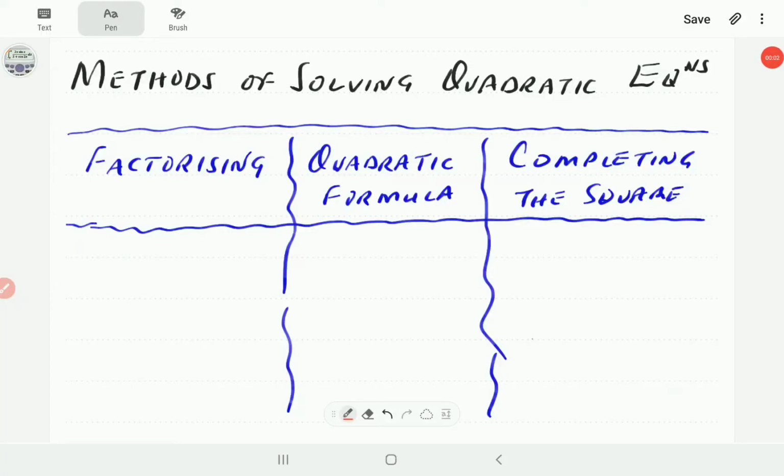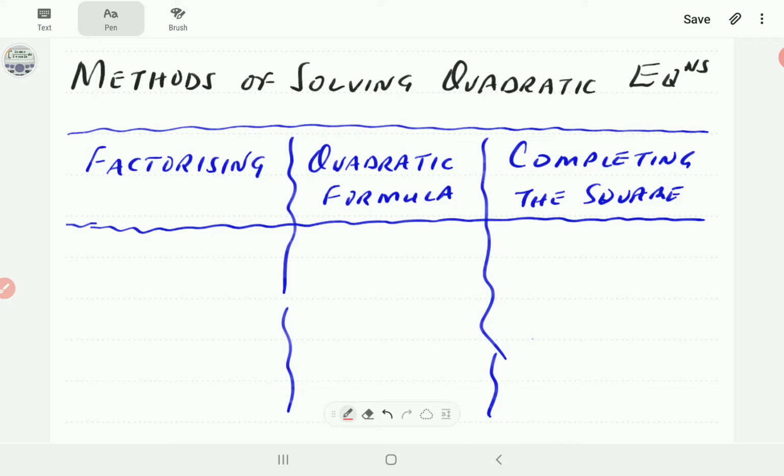Right, in this video we're going to compare three methods of solving quadratic equations, namely solving by factorizing, the quadratic formula, and completing the square. Before we proceed with the comparison, it's worth noting that the quadratic formula is actually derived by completing the square. So these two are essentially the same method. It's just that this one is a shortcut of completing the square.